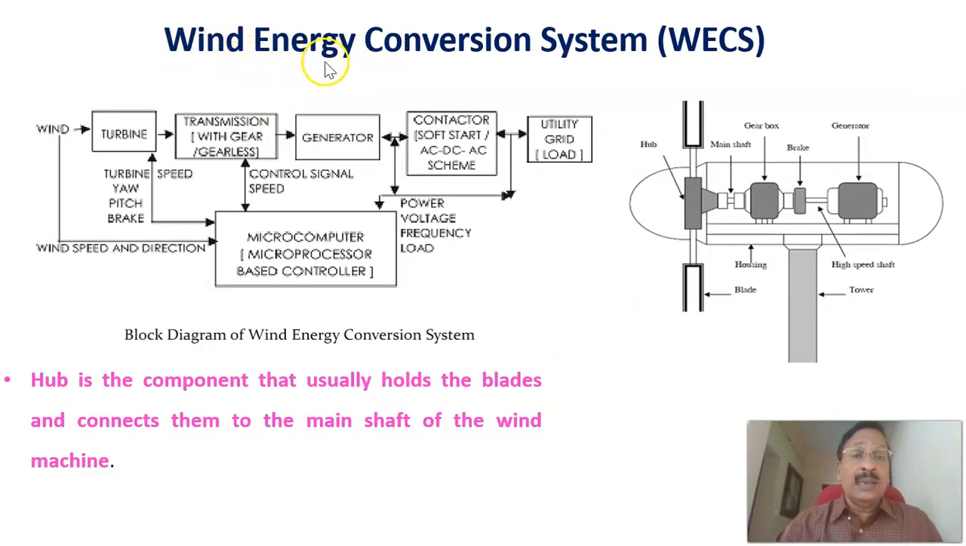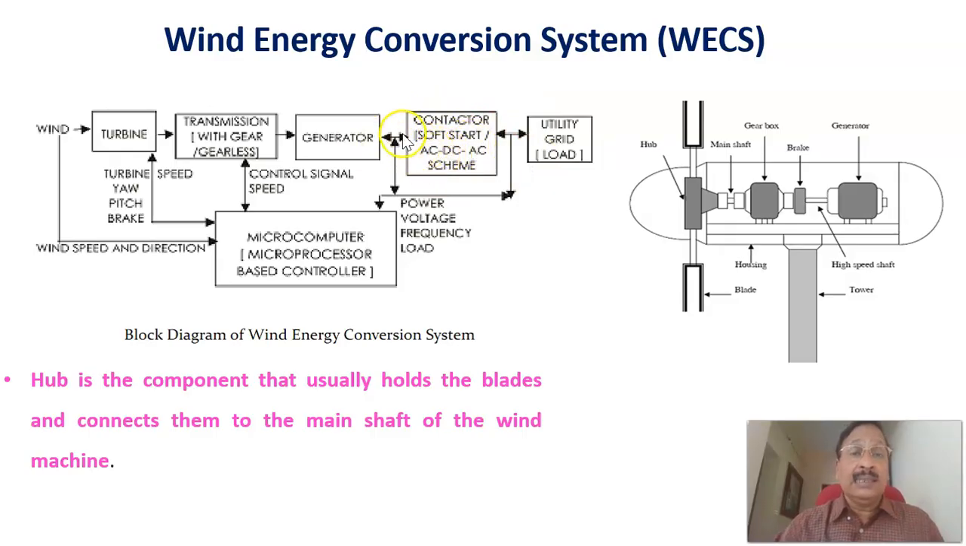Now continuing with the wind energy conversion system, called WECS. This is the block diagram shown here. The wind falls on a wind turbine, and the wind turbine is connected through a transmission gearing mechanism to the generator. The generator produces AC voltage that is connected to the utility. Therefore, there is a mechanism to synchronize and connect to the existing grid, called the contactor or soft start.